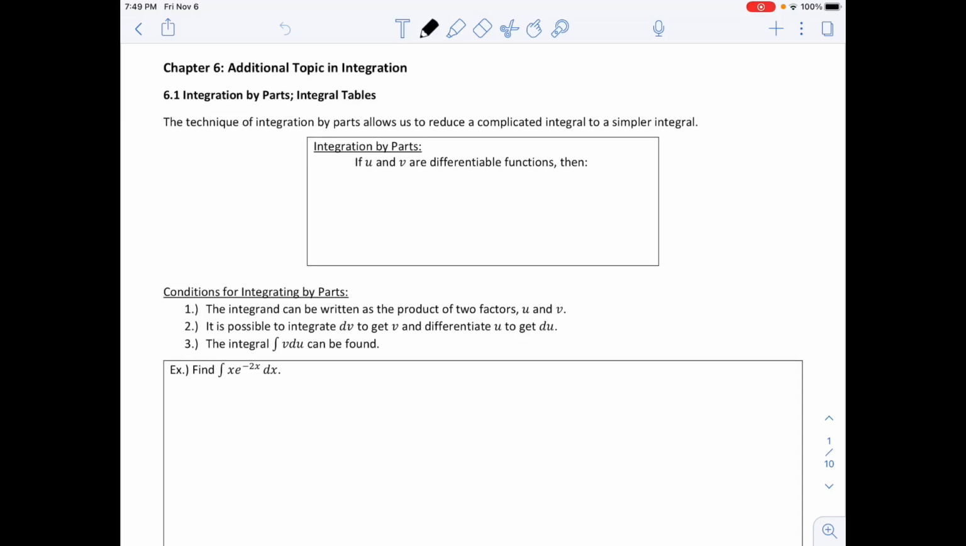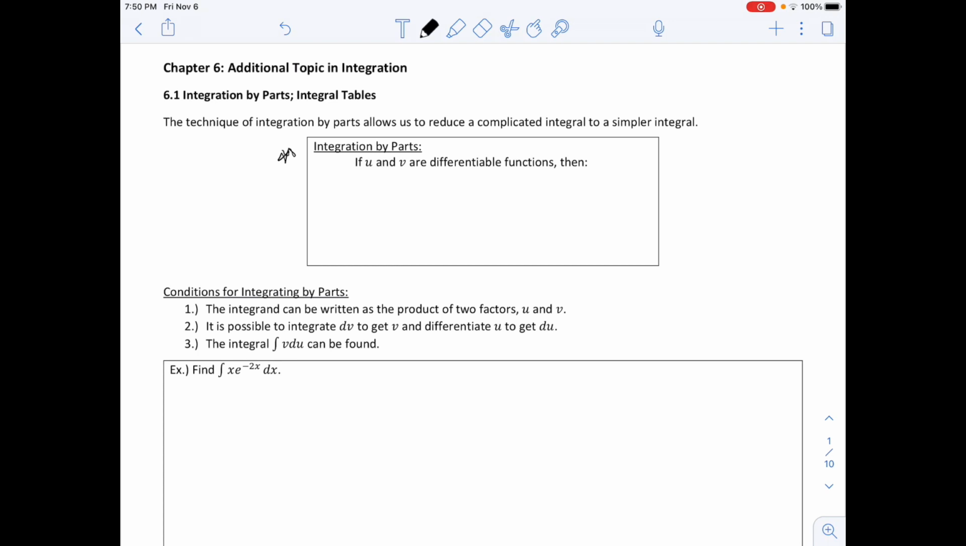We are in Chapter 6, Additional Topics in Integration. Section 6.1 is Integration by Parts and Integral Tables. The technique of integration by parts allows us to reduce a complicated integral to a simpler integral. And so we're going to go ahead and give our box a star here and put our formula in.